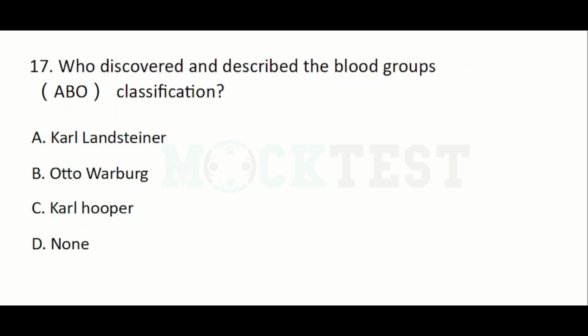Who discovered and described the blood groups ABO classification? Option A, Karl Landsteiner. Option B, Otto Warburg. Option C, Karl Hooper. Option D, none. Karl Landsteiner discovered and described the blood groups ABO classification.